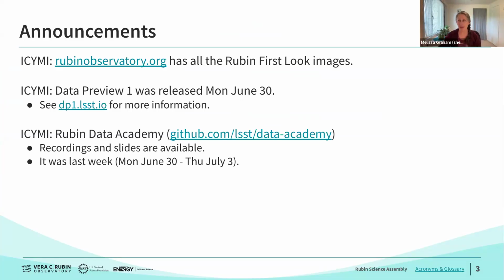We have a few announcements. In case you missed it, RubinObservatory.org has all the Rubin First Look images from a couple weeks ago. Data Preview 1 was released on Monday, June 30th. You can find all the information at dp1.lsst.io. The Rubin Data Academy happened the week of Monday, June 30th. You can find all the recordings and all the slides on the Data Academy website.